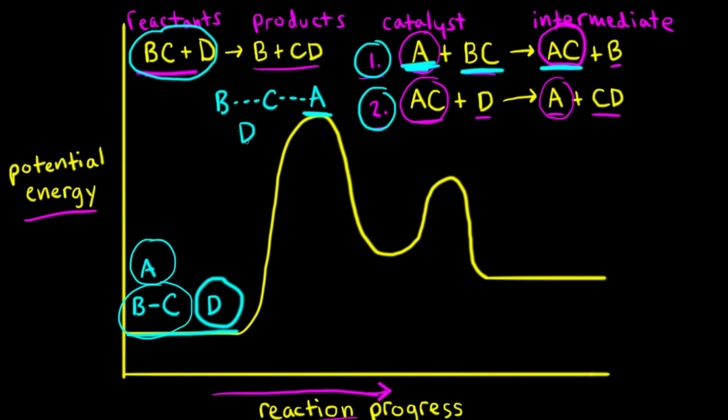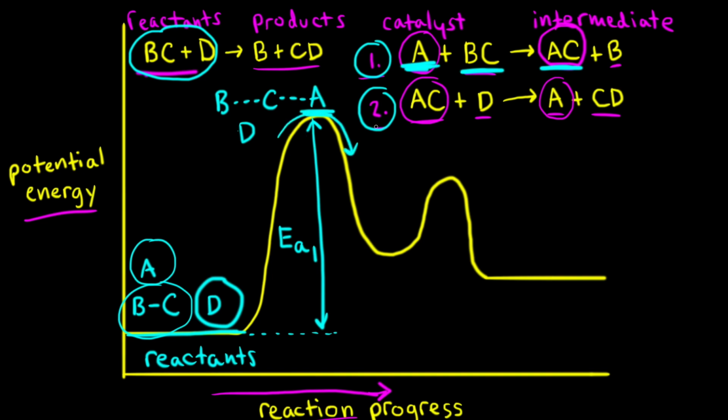We would still have reactant D present at the top of this hill too, so I'll draw in D here. When A collides with BC, the collision has to have enough kinetic energy to overcome the activation energy necessary for this reaction to occur. On this energy profile, the activation energy is the difference in energy between the reactants and the transition state, so the very peak of the hill. This difference in energy corresponds to the activation energy for the first step of the mechanism, which we will call EA1.